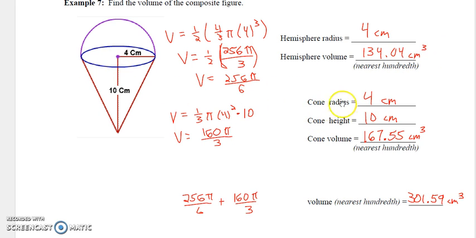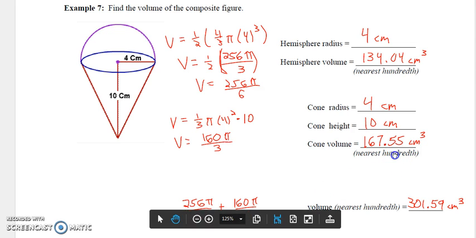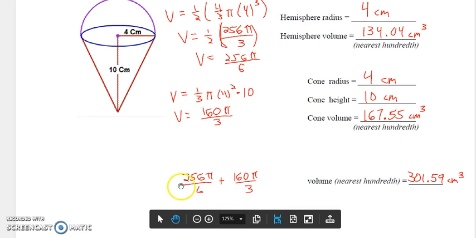For the cone, we already said the radius is 4. The height is 10 centimeters. This is the height. So that's 1/3 times pi times r squared times h. R is 4. H is 10. Here's my exact answer. Here's my rounded answer. What's the volume of the whole thing? Well, I just do this.